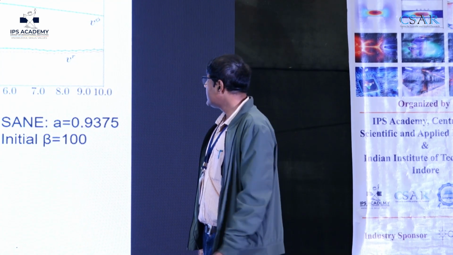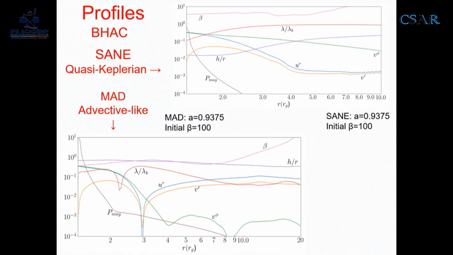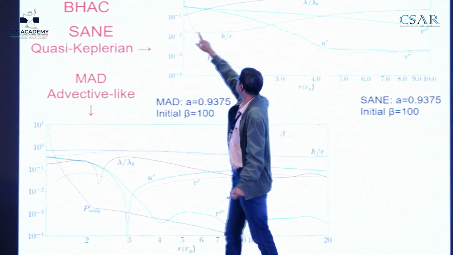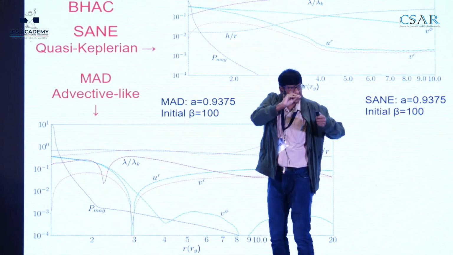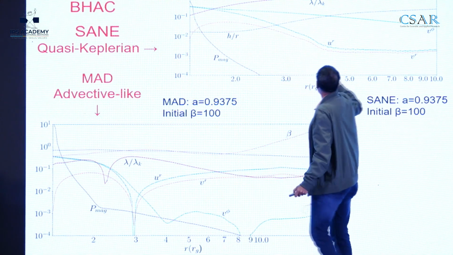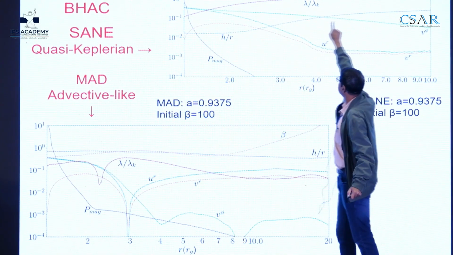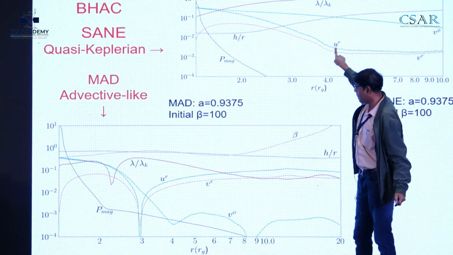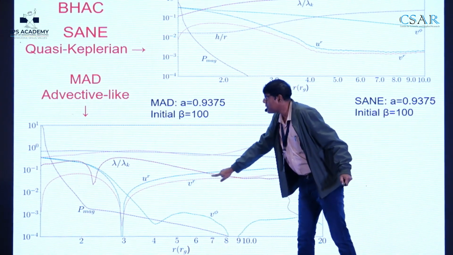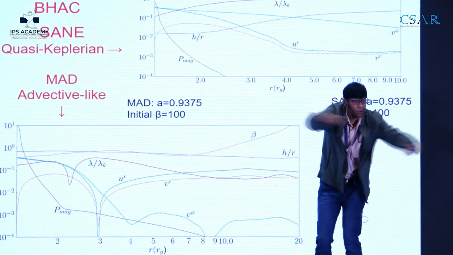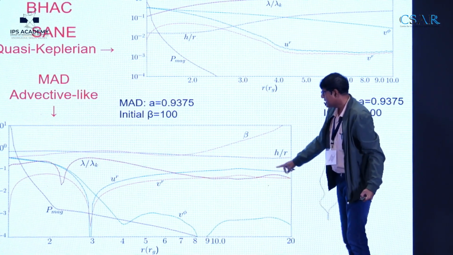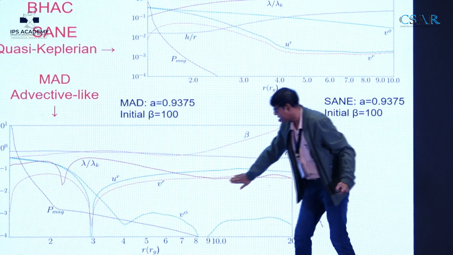So this is the quick geometry. SANE, which is low magnetic field accumulation, is mostly quasi-Keplerian. Aspect ratio is small, thinner. The system is geometrically thin, and the system is rotationally dominated compared to radial flow. Strong magnetic accumulation, MAD, is advective-like, matter is strongly falling in. And you see, this is far away radially dominated.